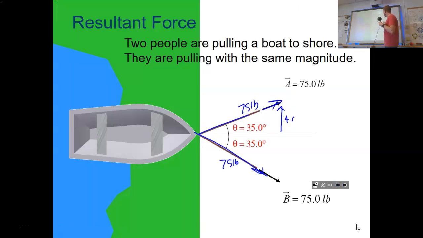You're pulling up at 43, and your friend is pulling down at 43. So you are actually fighting your friend right now. You're pulling up at 43 pounds. They're pulling down at 43 pounds. That doesn't do anything because you're fighting each other.